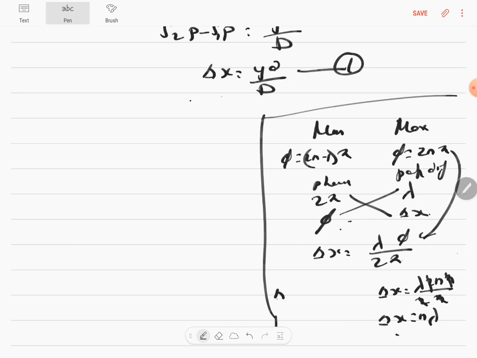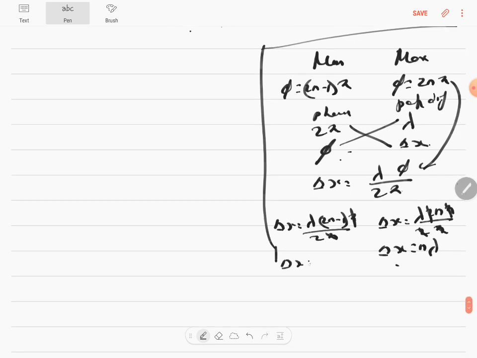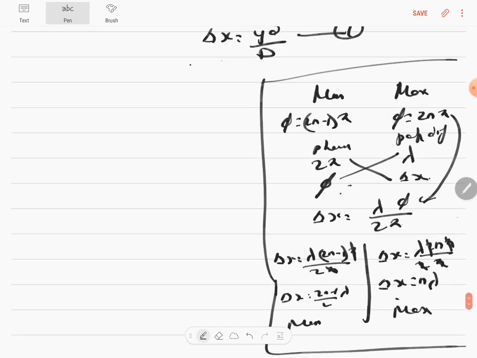For minima, you know delta x is equal to lambda into phi, which is 2n minus 1 into pi, by 2 pi. Pi and pi get cancelled. Thus delta x is equal to 2n minus 1 by 2 into lambda. So this is for minima and this is for maxima. You just have to write these two on this other side, okay?